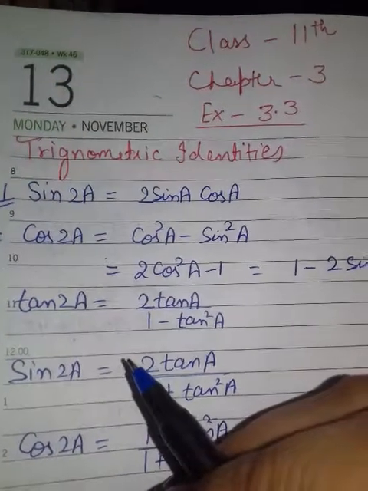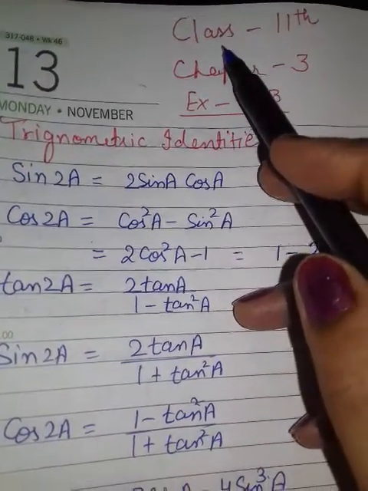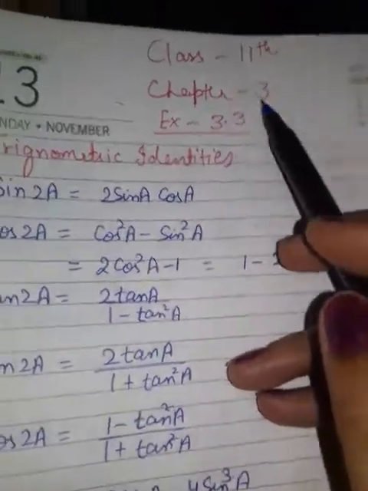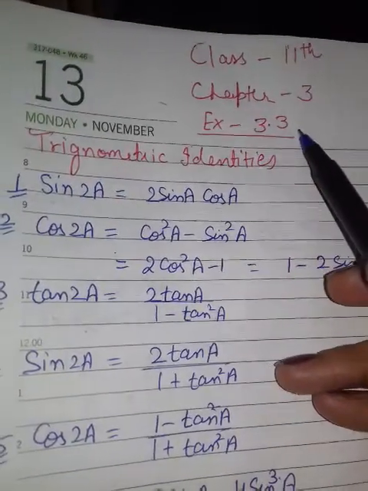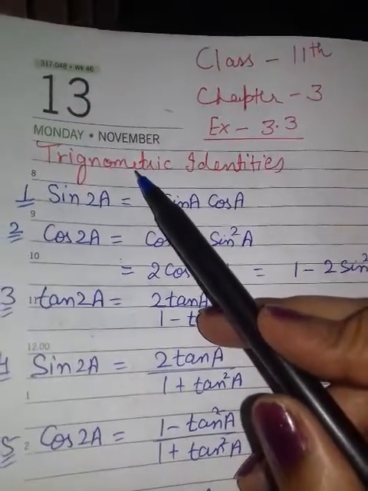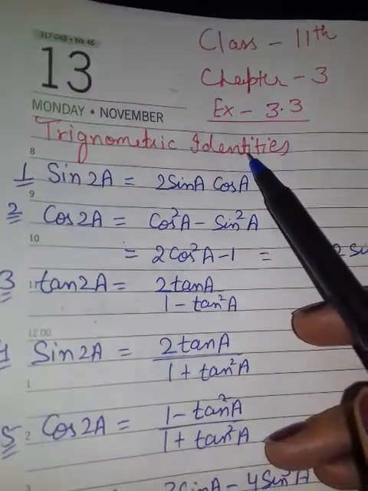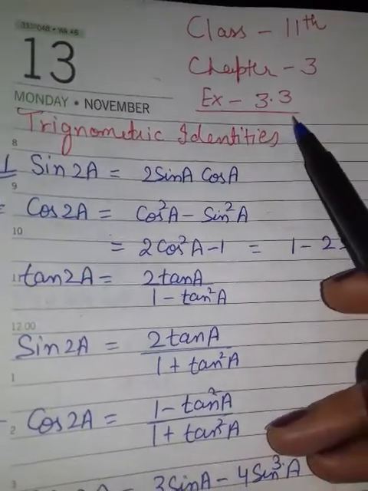Hello friends, today we are going to start the concept of class 11th, chapter 3rd, exercise 3.3. Firstly, I will tell all the trigonometric identities. These will help you to solve this exercise.